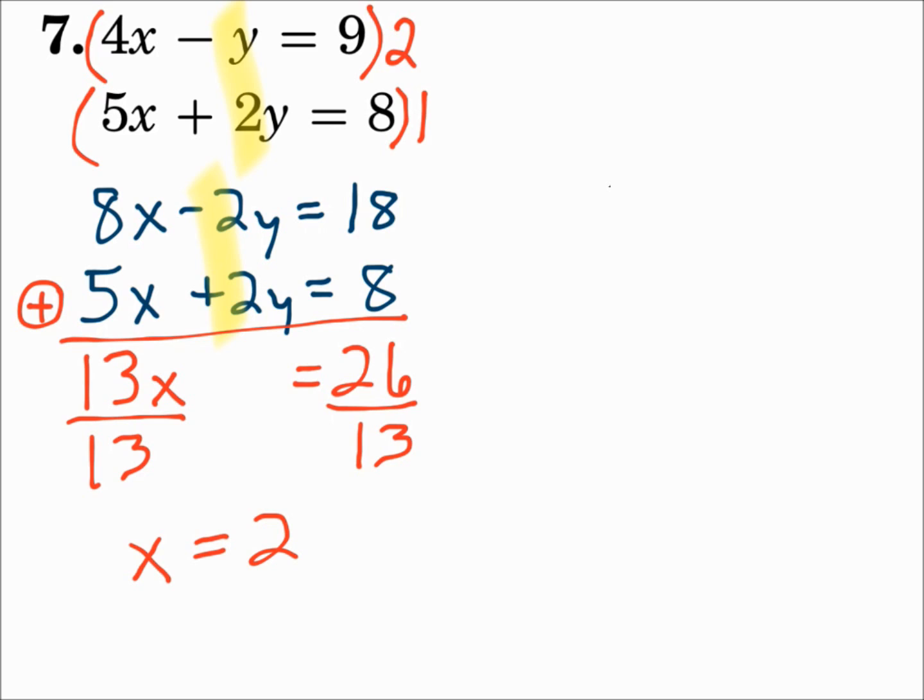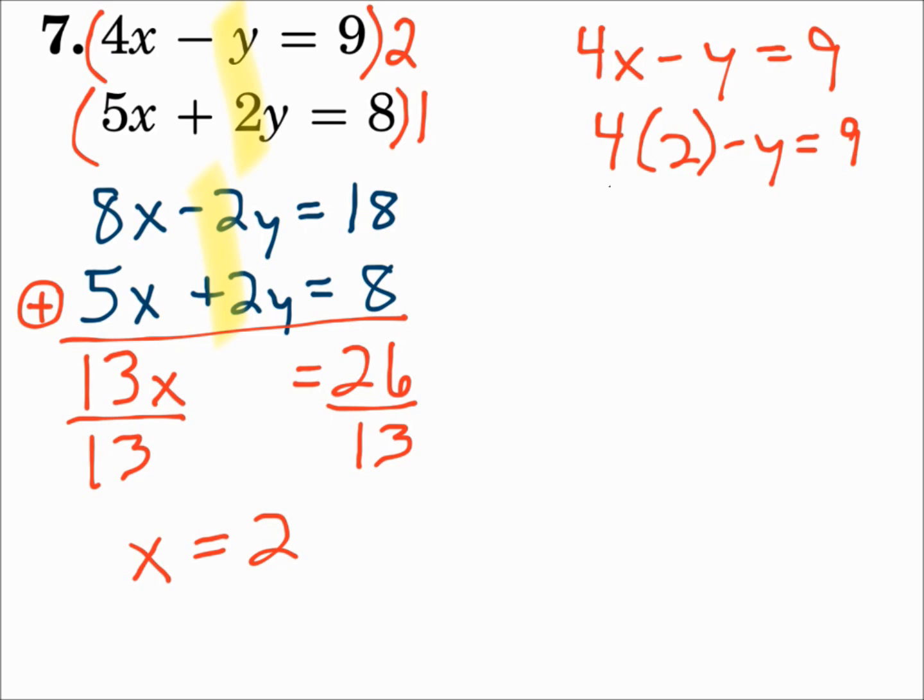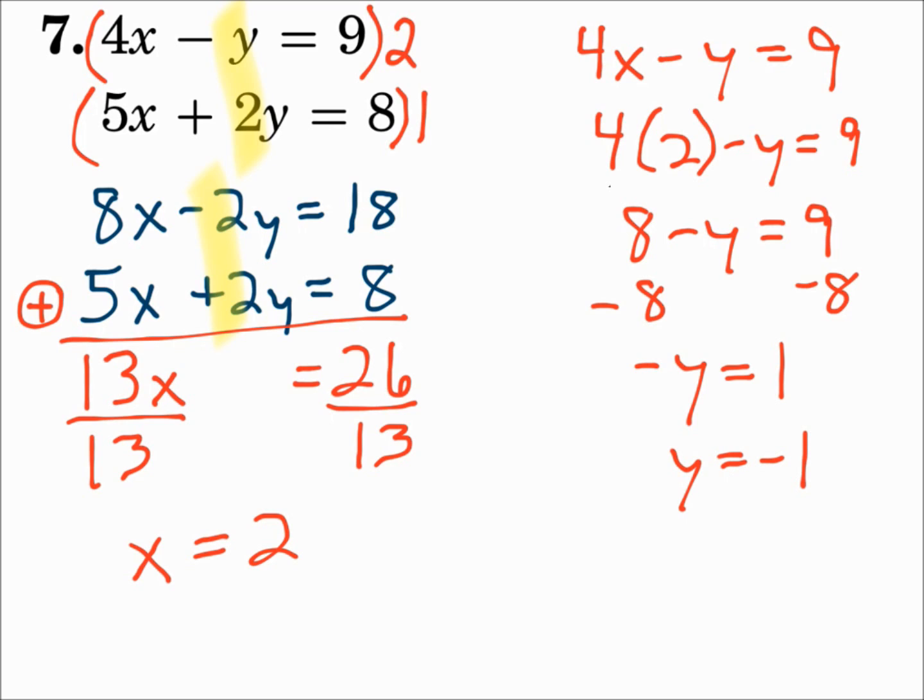Now substitute 2 in for x into either equation, and we'll do the original first equation. X is 2, so substitute 2 in for x. Now solve for y. 4 times 2 is 8. Subtract 8 from each side. -y is 1. So divide both sides by -1, and y is -1. Write your answer as an ordered pair x comma y, and you get 2 comma -1.